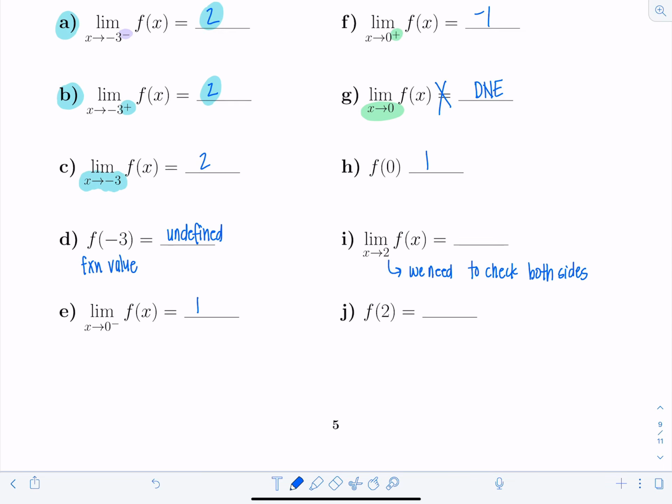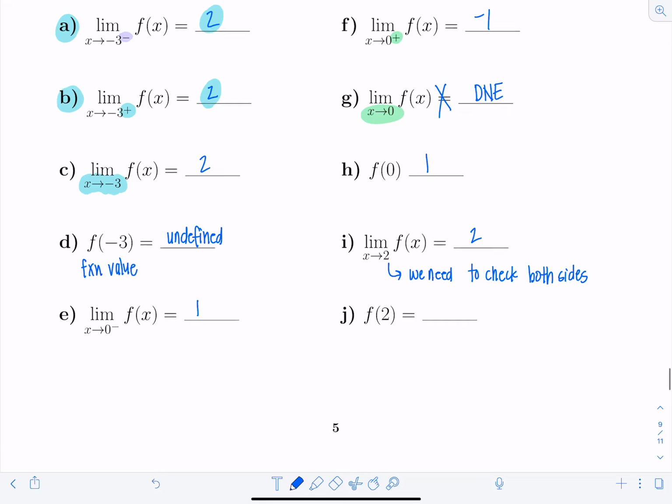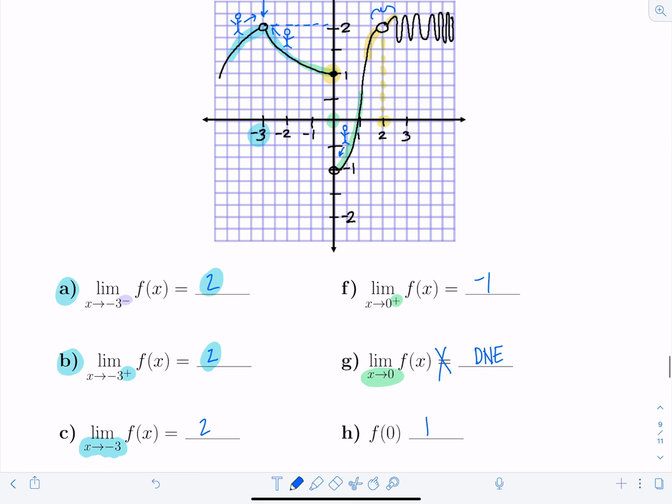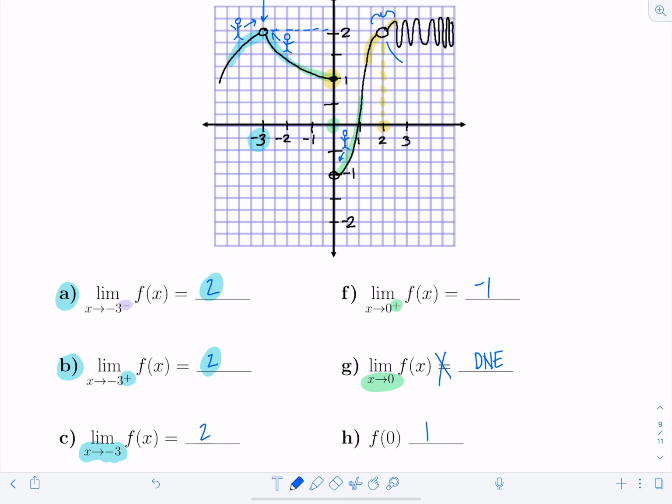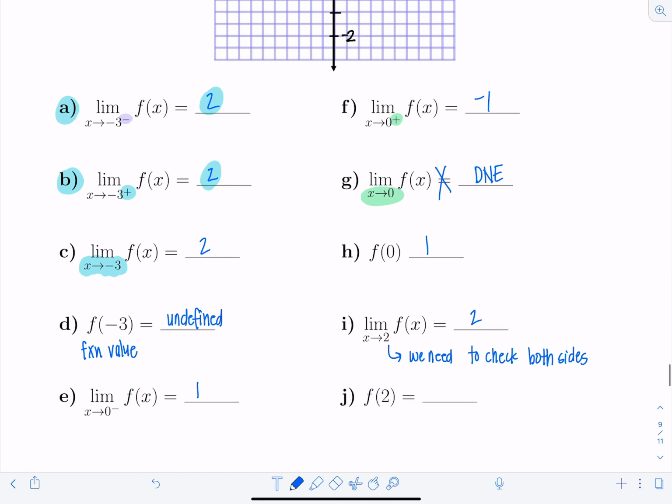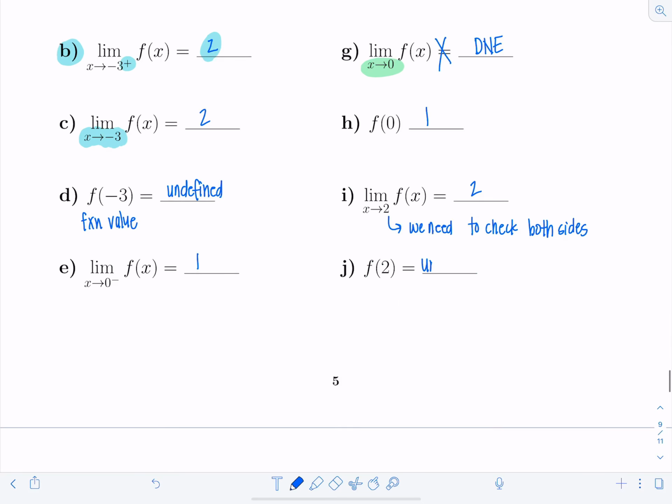So this limit exists, it's 2. And then finally, what is f of 2? What is the function equal to at 2? Well, maybe you already noticed, here we have a big old open circle. And it's not closed somewhere else for x equals 2. So it is undefined. Okay, no equal sign, no equal sign. Good, good.